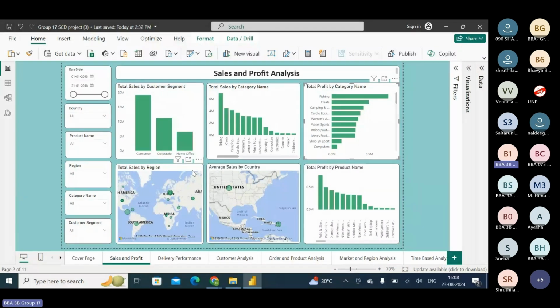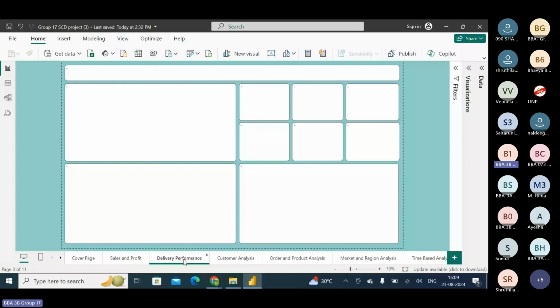Total sales by region, Western Europe and Central America are leading regions in sales. Average sales by country, both Puerto Rico and USA have the highest average sales. When we look at the last chart, total profit by product name, the Field and Stream Sportsman product is the most profitable. These insights can help in targeting the right customer segments, focusing on high-performing regions, and prioritizing product categories that generate more profit. Let's hear about delivery performance analysis from Dhruv.